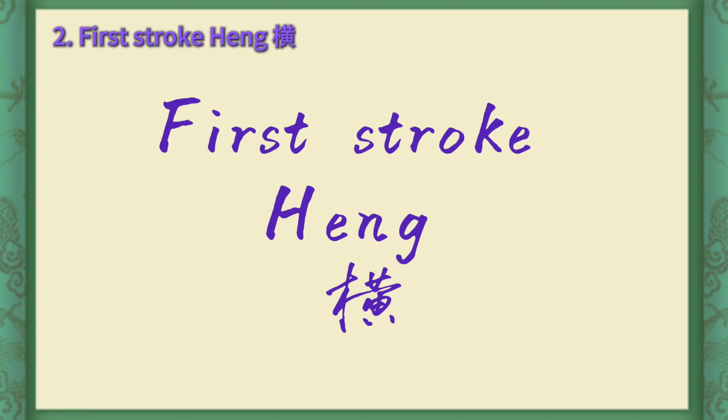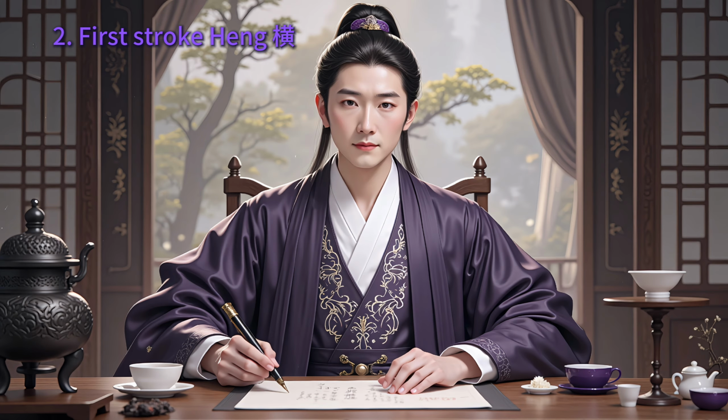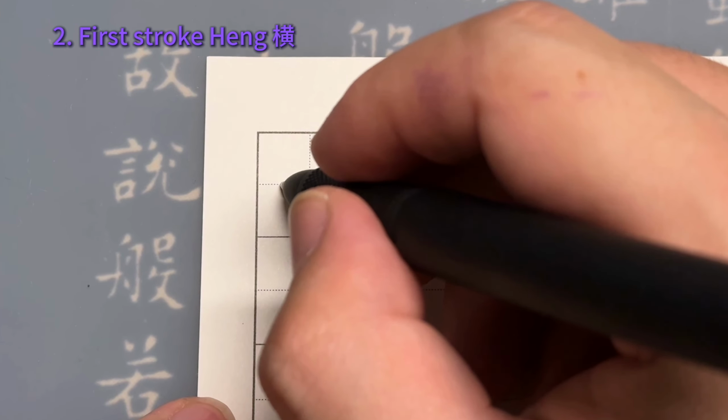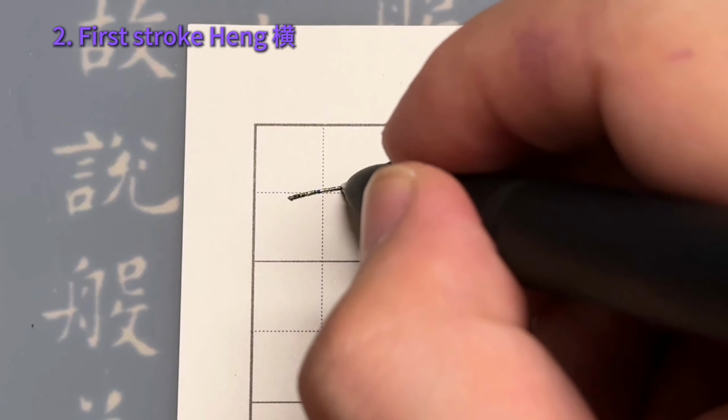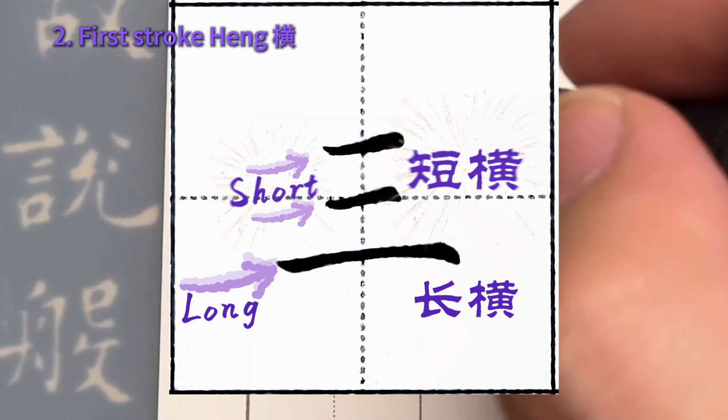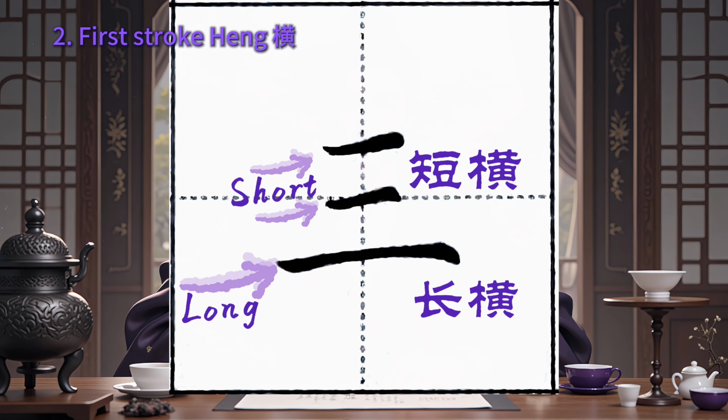Okay, now let's start to learn some real writing. The first stroke we are learning is horizontal, called Heng in Chinese. I will say Heng to refer to this horizontal stroke in the future. We usually distinguish Heng by their length, so we have long Heng and short Heng, or 长横和短横 in Chinese. Mostly there can be multiple short Hengs, but only one long Heng in one Chinese character.